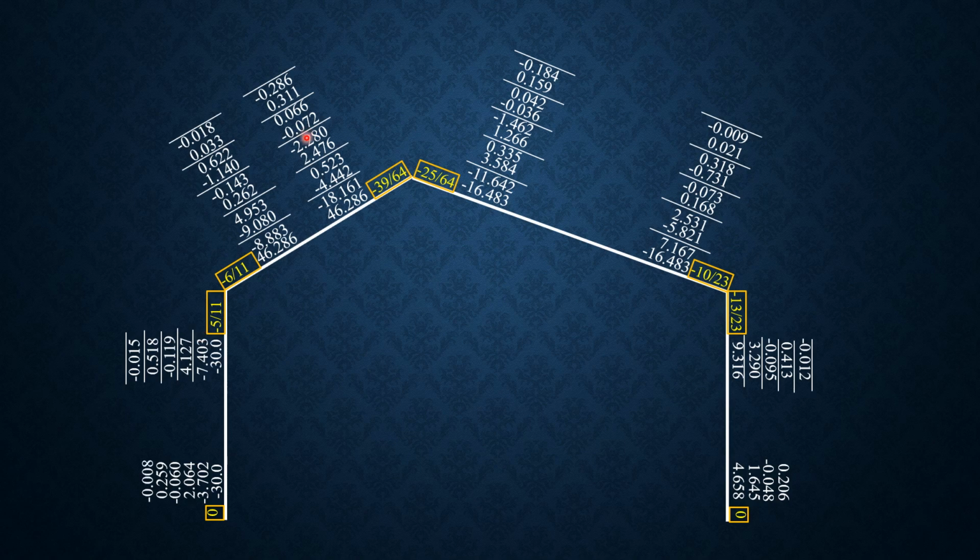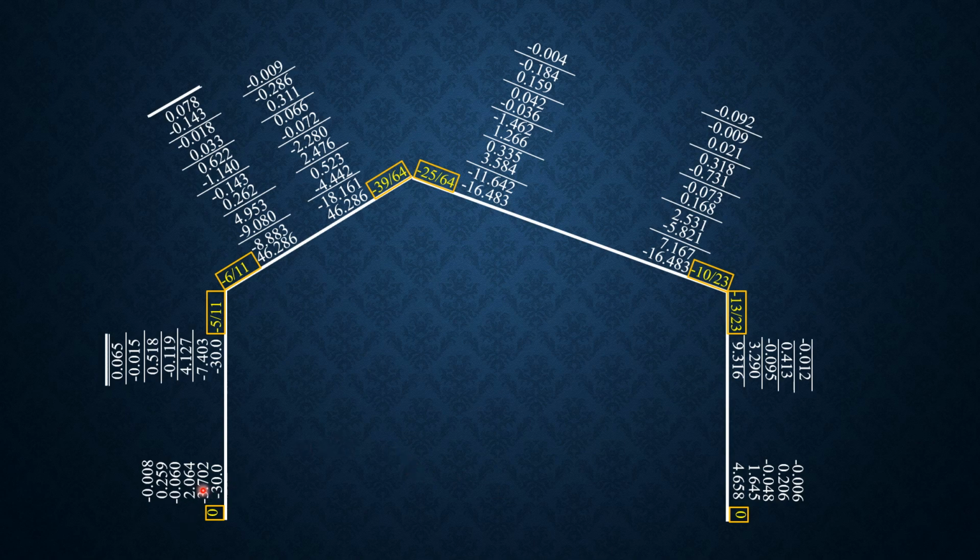0.065 lakh finally. And quantity negative 0.009 minus 0.004 times negative 39 over 64, so 0.008 lakh finally. Same quantity times negative 25 over 64, 0.005 lakh finally. Negative 0.092 times negative 10 over 23, 0.04 lakh finally. Negative 0.092 times negative 13 over 23 lakh finally. Half of 0.065, 0.032 lakh finally. Half of 0.052 here, 0.026 lakh finally.